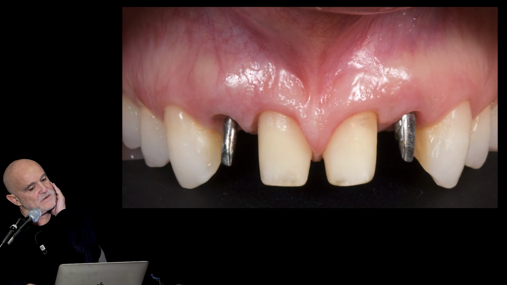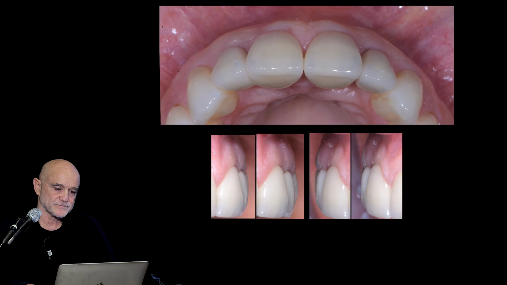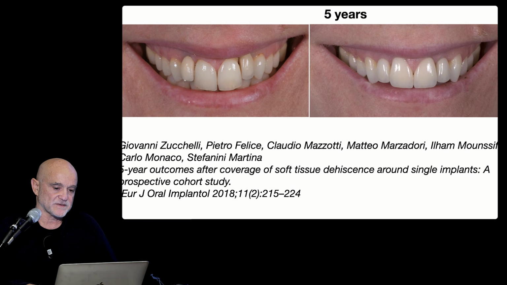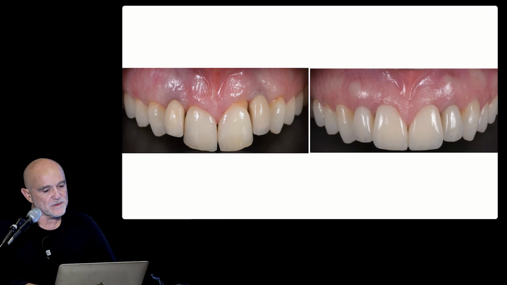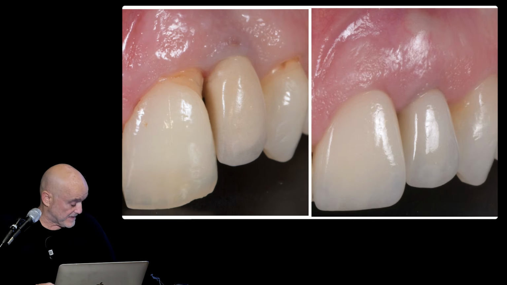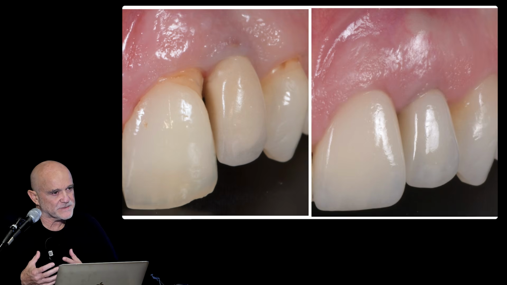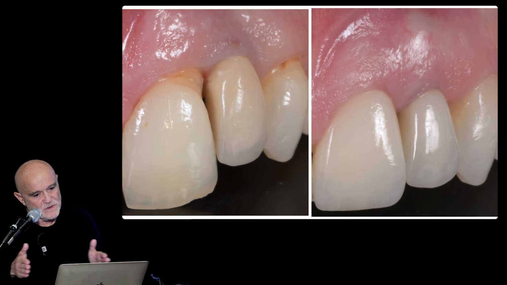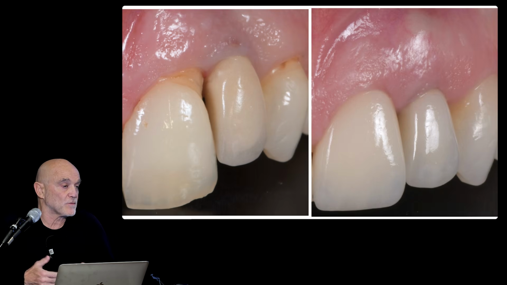So this is the healing of the soft tissue. This is the final restoration. 5 years follow-up. Look at the distal papilla, same height, same shape of the distal papilla of the natural tooth. And this is the comparison before and after. So there are also prosthetic means that help us by preparing the abutment to increase the space and work surgically with the connective tissue graft in order to promote papilla growth.